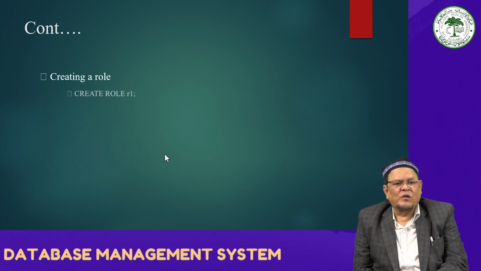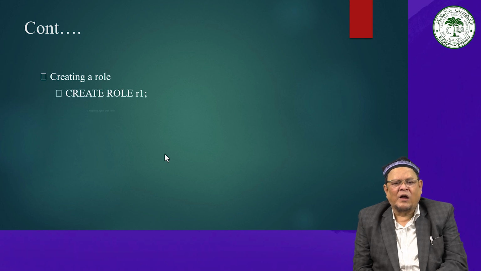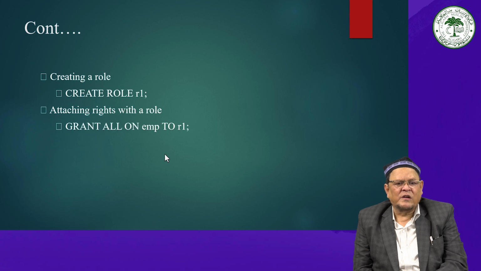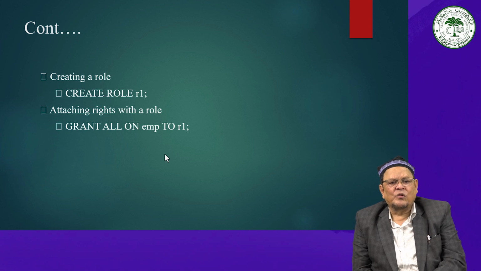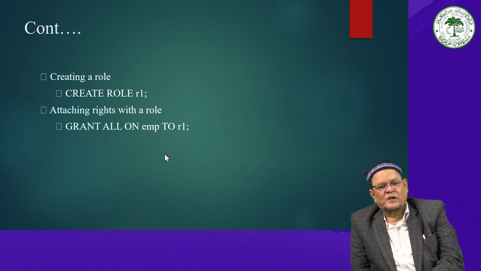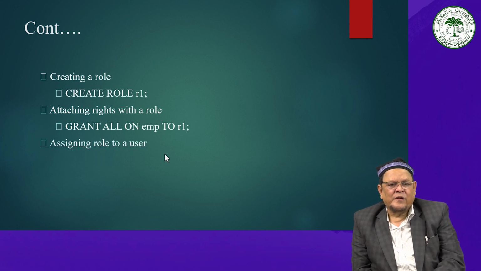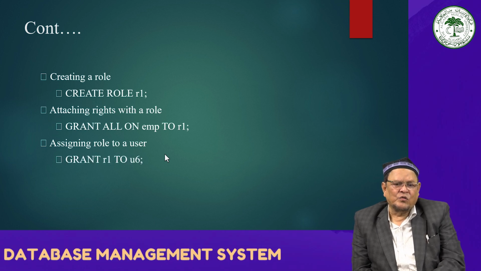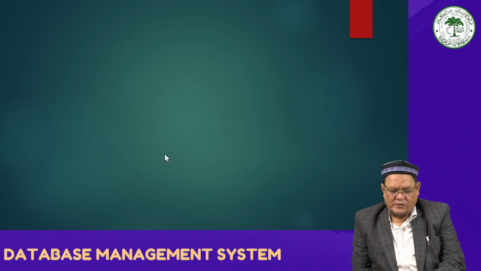So for creating a role, you have to write create role R1. Attaching rights with the role: grant all on employee to R1. In this way, you are able to give the privilege to the employee. Assigning a role to a user: grant R1 to U6.